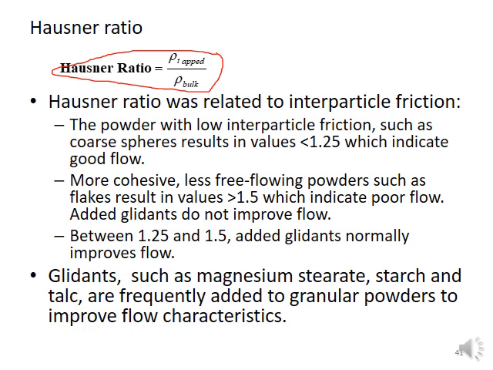When the bulk density is low, the Hausner ratio will be higher than 1.5. The powder flow will be poor. In this case, addition of glidants such as magnesium stearate, starch, or talc will not improve the flowability. If the Hausner ratio is between 1.25 and 1.5, addition of glidants will be able to improve the flow.